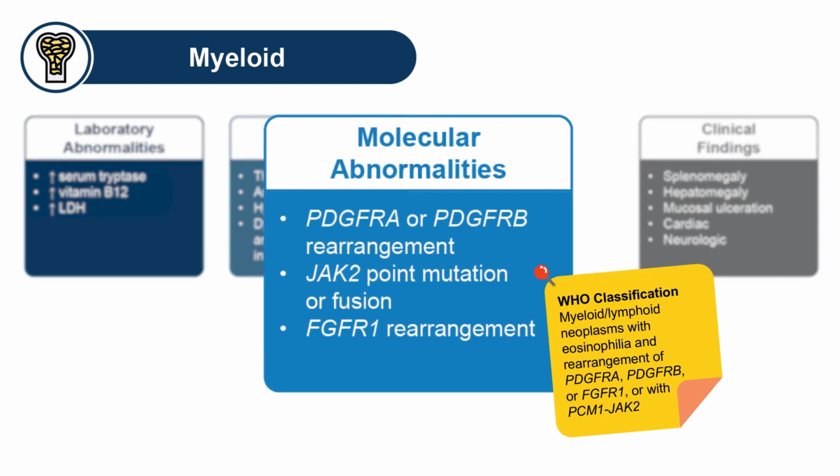The World Health Organization has a classification for myeloid neoplasms with eosinophilia, and they do recommend the testing of those molecular abnormalities that I just mentioned, in particular because some of these can be targeted with other therapies such as imatinib and are not typically treated with eosinophil depleting medications. We'll talk about treatment in a moment.